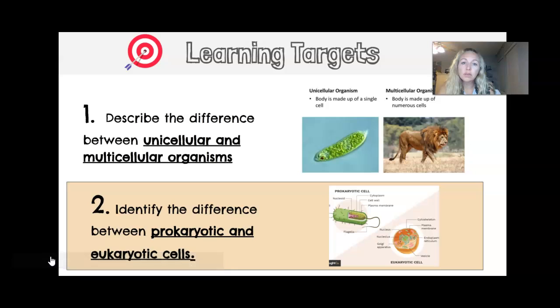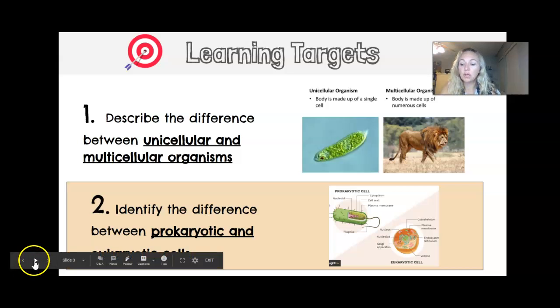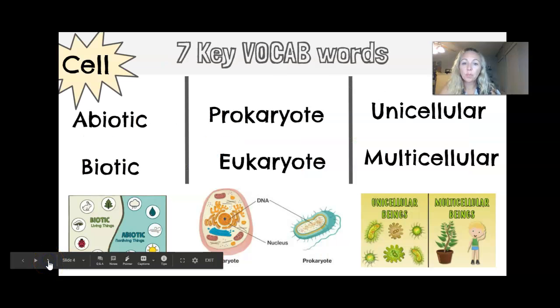Okay, so today's learning targets are two things. You are going to hopefully be able to describe the difference between unicellular and multicellular organisms today, and also be able to identify the differences between prokaryotic and eukaryotic cells.